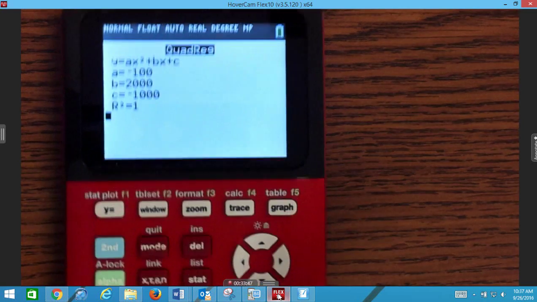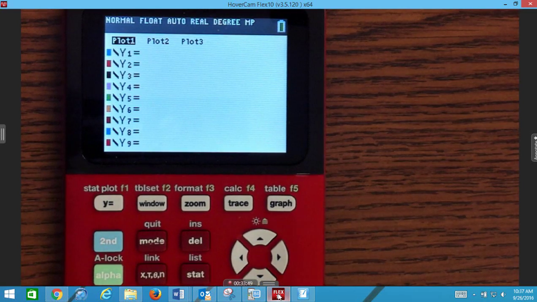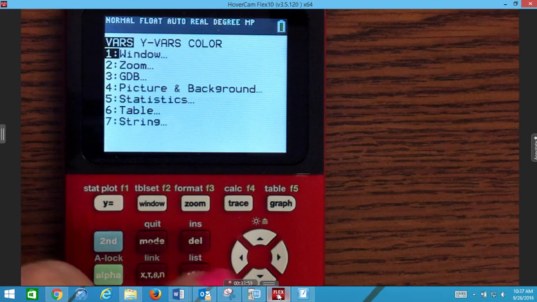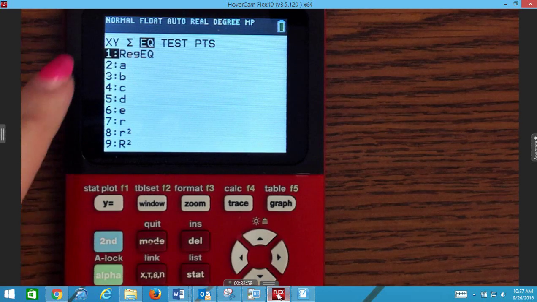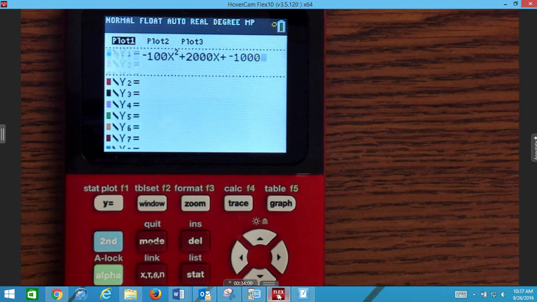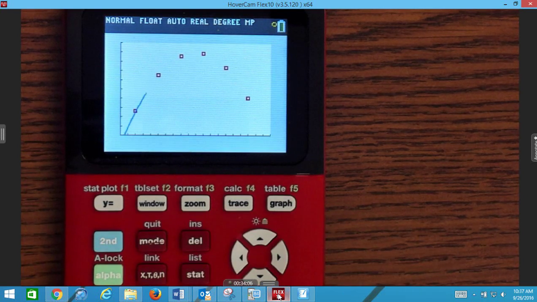And then again, to copy it, we have to go to y equals first. You have to be in the y equals, then you do vars. And we choose statistics, arrow, arrow, regular EQ. And it copies it for me. Puts the x squares in and everything. Then I can hit graph.